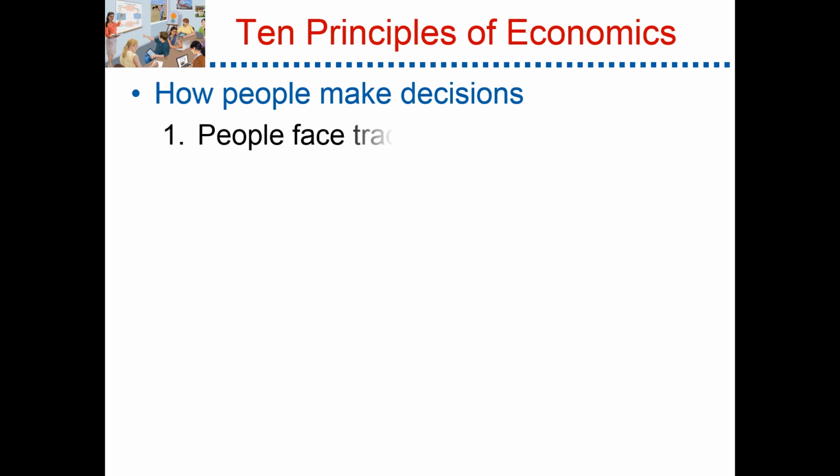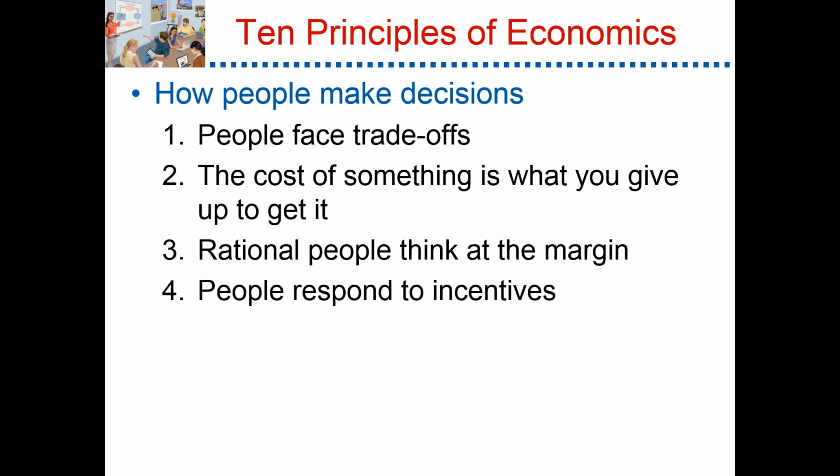But these are the first four principles of economics. They're called how people make decisions. People face trade-offs. The cost of something is what you give up to get it. Rational people think at the margin, and people respond to incentives.